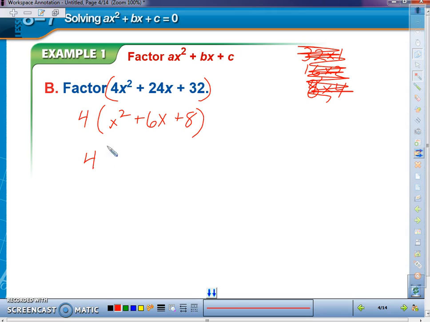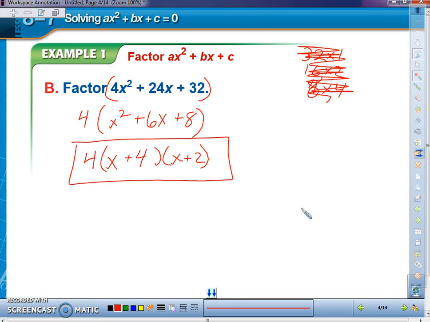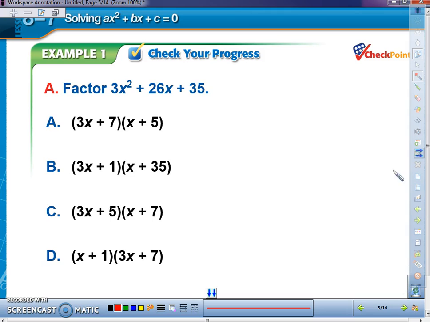All right, so we've got a 4 there. We've got an x and an x. What multiplies together to give 8 but adds together to give 6? Plus 4 and plus 2. Right there. That's going to be our final answer. All right. Okay. So we're going to factor this out.